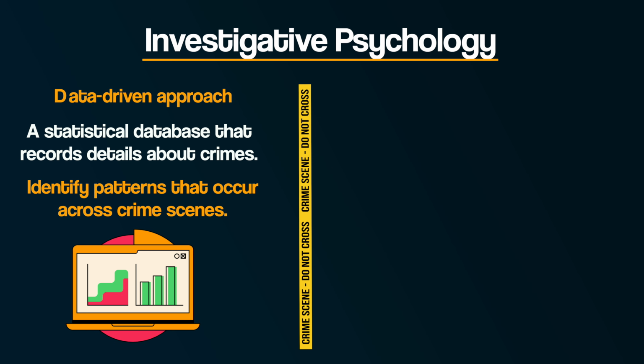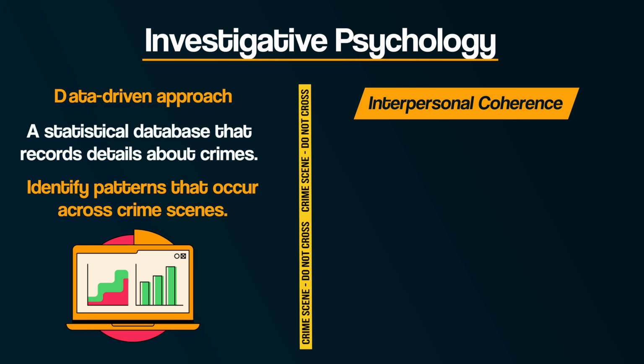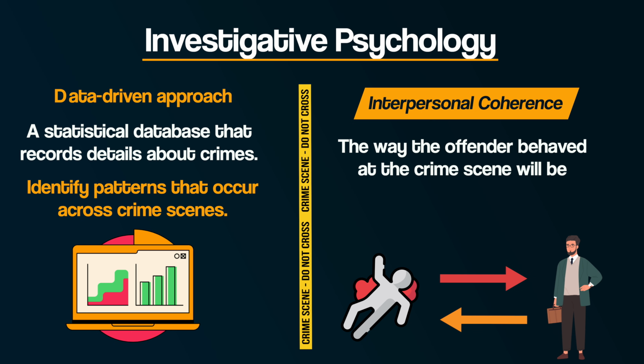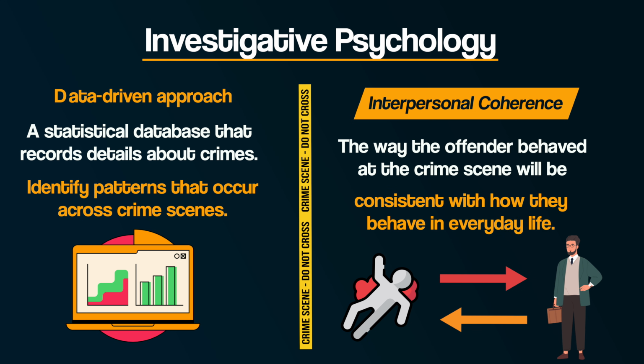This statistical information helps find relationships between crimes. Furthermore, investigative psychology assumes something called interpersonal coherence. This is the idea that the way the offender behaved at the crime scene will be consistent with how they behave in everyday life. For example, if an offender was highly controlling with the victim during the crime, they would expect them to be controlling with other people in their everyday life too.